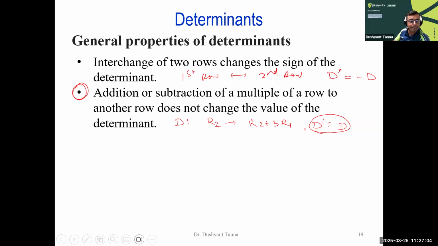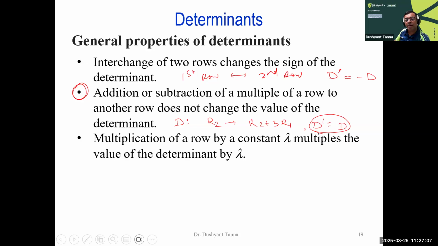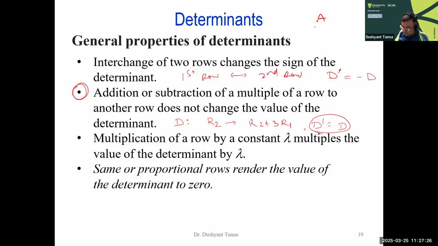Next, multiplication of a row by a constant lambda multiplies the value of the determinant by that constant. Why lambda? Because we wanted to keep the multiple separate from the normal alphabet. You don't want to talk about A times A, because it's not clear what that means. But the moment I say lambda times A, we understand lambda is a constant and A is a matrix. So if you multiply row 2 by 2, then the new matrix D dash will be 2 times the original matrix D.